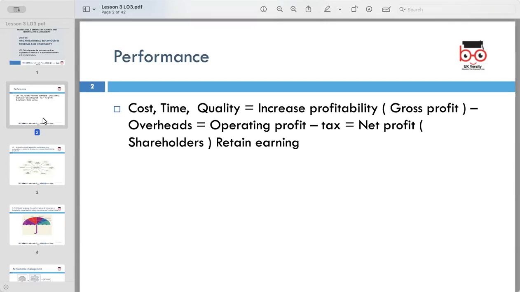Cost, time, quality. In the context of hospitality operations, managing costs, optimizing time efficiency, and ensuring quality service delivery are paramount. Cost management involves effectively utilizing resources while minimizing expense to maximize profitability. This includes controlling expenses related to labor, suppliers, utilities, and other operational aspects. Time management focuses on streamlining processes to enhance productivity and meet customer demands promptly. Quality assurance involves maintaining high standards in service delivery, accommodations, food, and overall guest experiences.